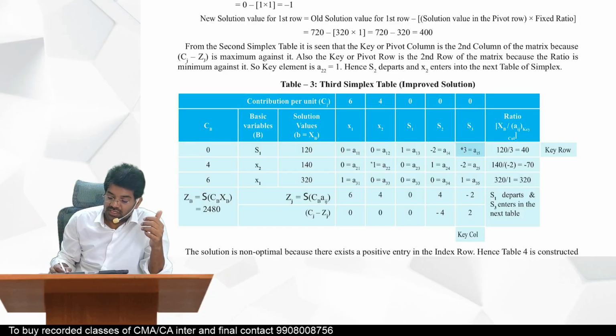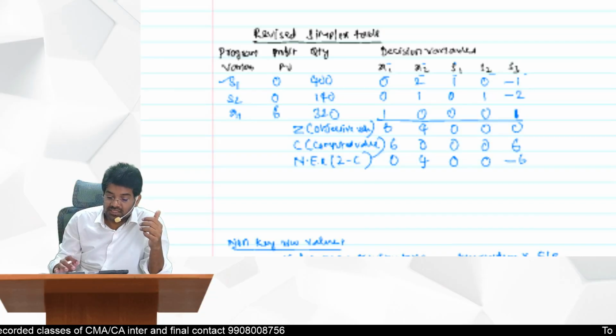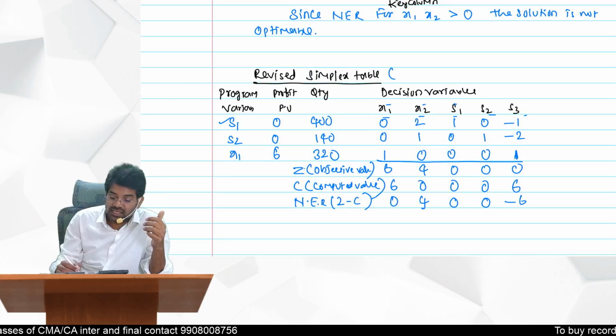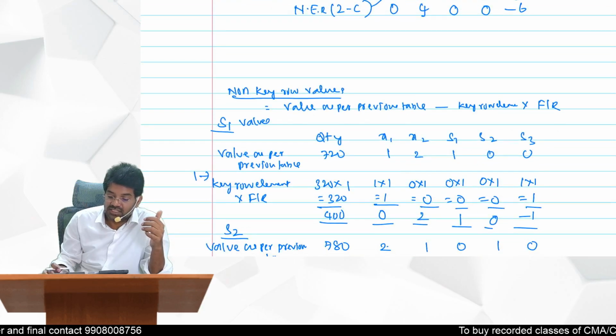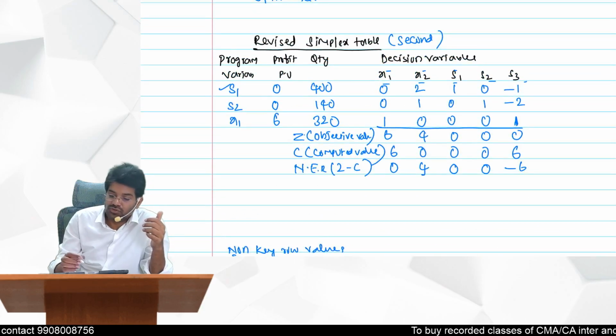Improved solution. Third simplex table. The second simplex table is over. Now, for the third simplex table, what should we do? We should identify the key column and key row.